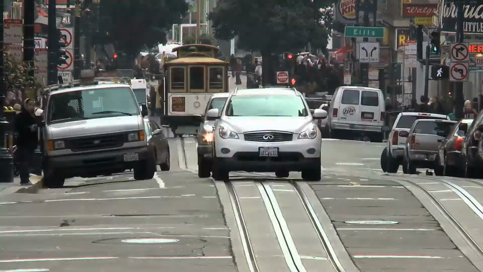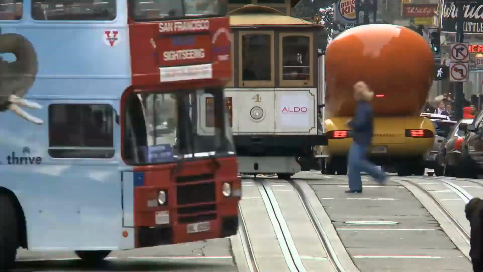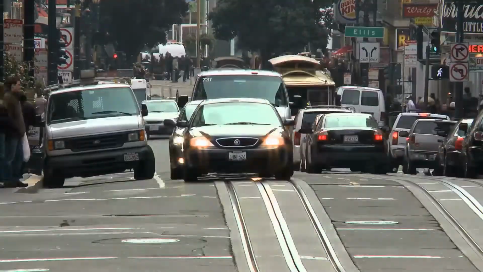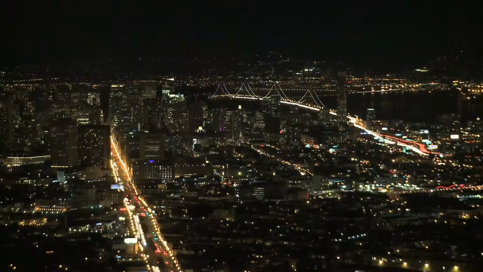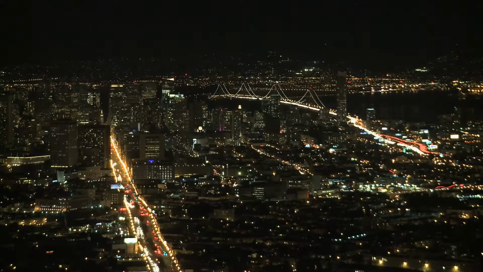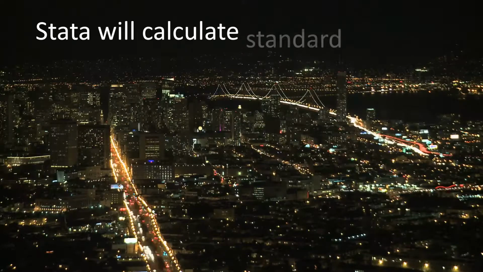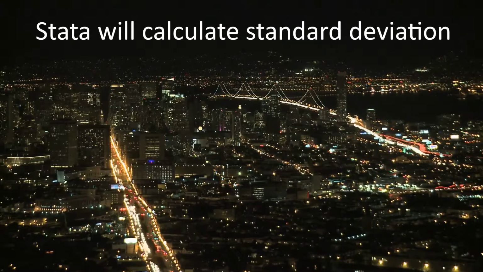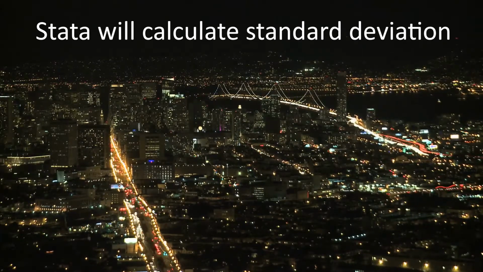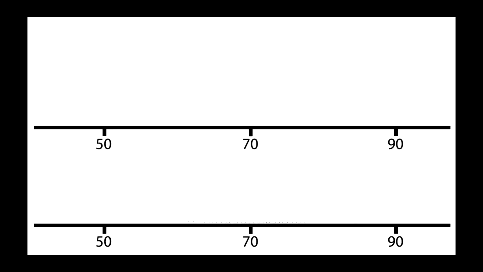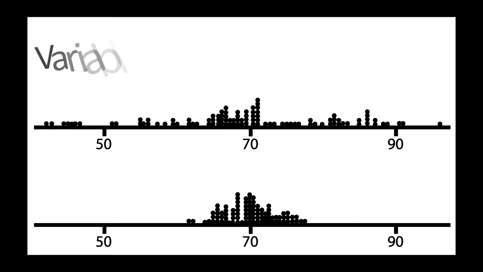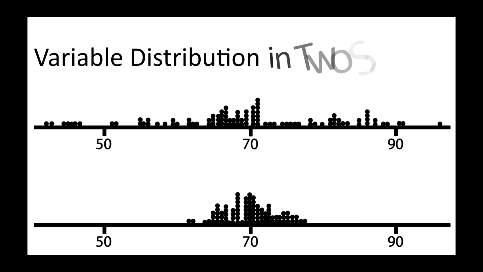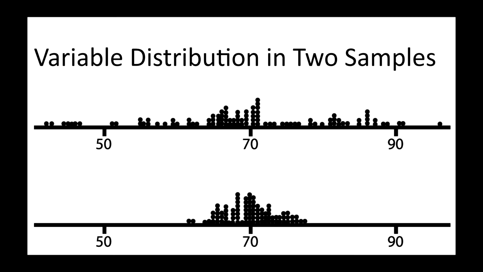Since we're working with very large numbers of observations, hand calculations of standard deviation really aren't feasible. Stata will do all these calculations for you, but it's important to know how to calculate standard deviation so that you can make sense of variability. For example, looking at a variable's distribution in two different samples, you should be able to tell which has greater variability, that is, a larger standard deviation.